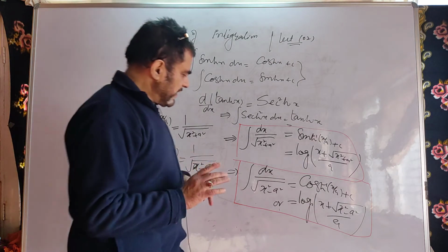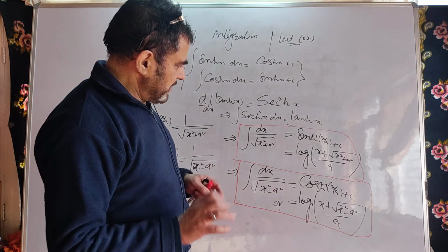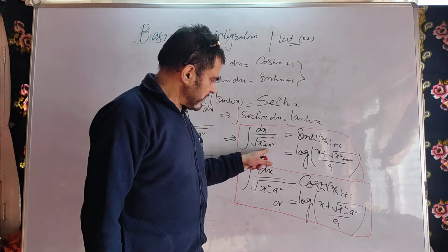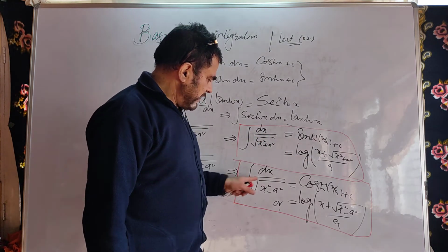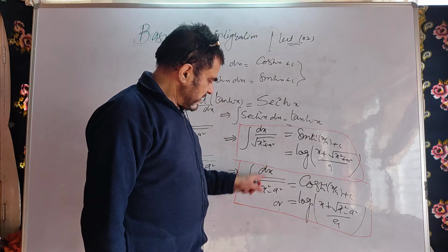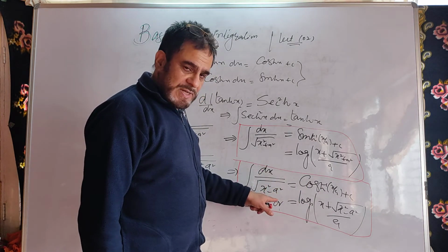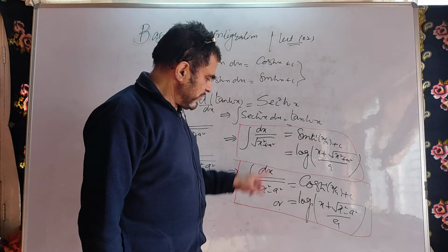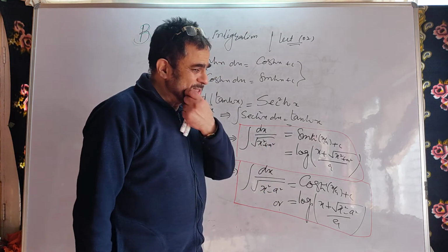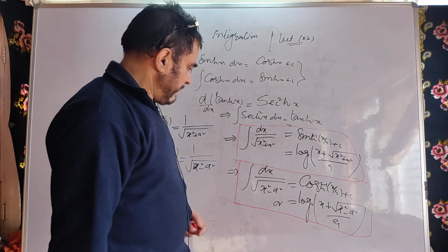You may come across dx by x square plus a square. What is that equal to? Dx by x square minus a square, what is that equal to? Dx by a square minus x square, what is that equal to? Three results: x square plus a square, x square minus a square, a square minus x square. A square minus x square you did. It is sin inverse x by a.